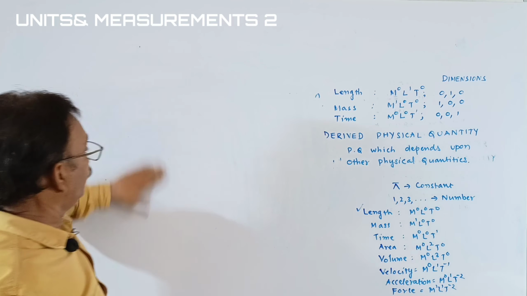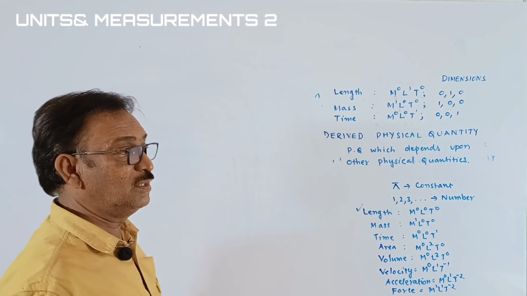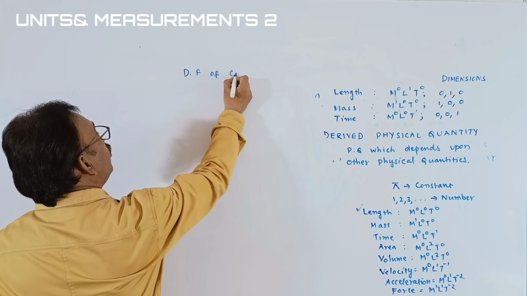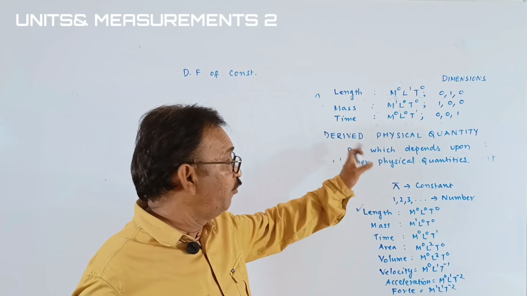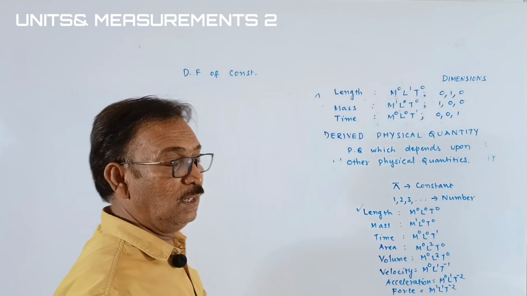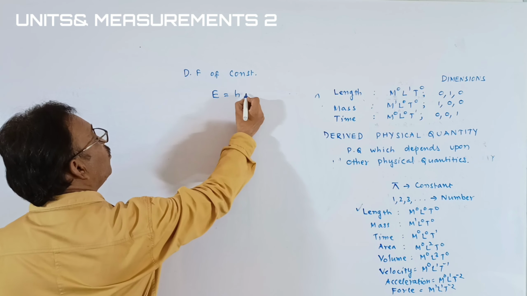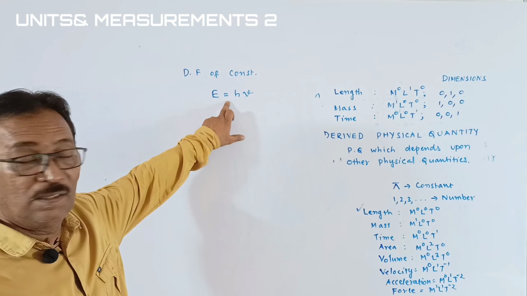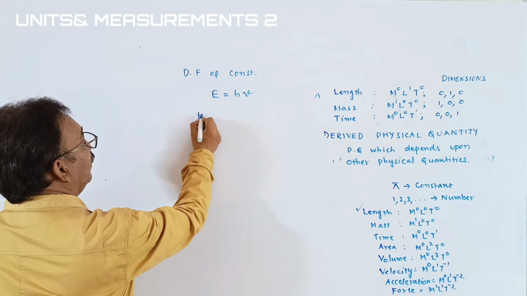Now we are writing the dimensional formula for a few constants, students. Dimensional formulas of few constants. Some constants don't have dimensional formulas, I showed before: numbers and as well as a few constants. For example, you take an equation, students. It is the equation for the energy: energy is equal to h into nu. What is E here? E is energy, students.